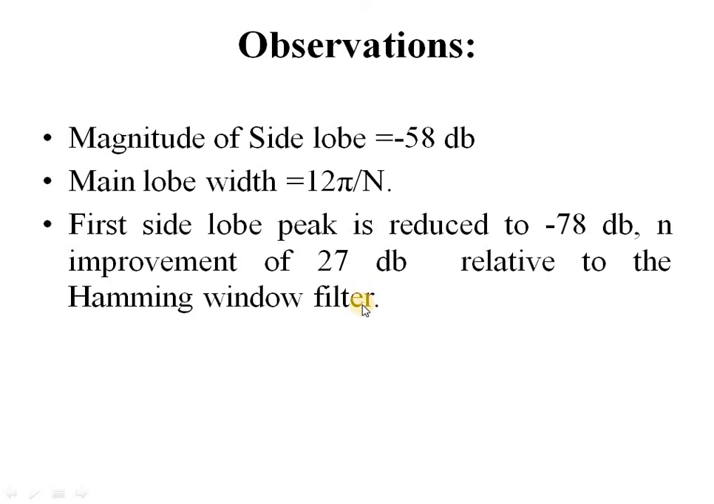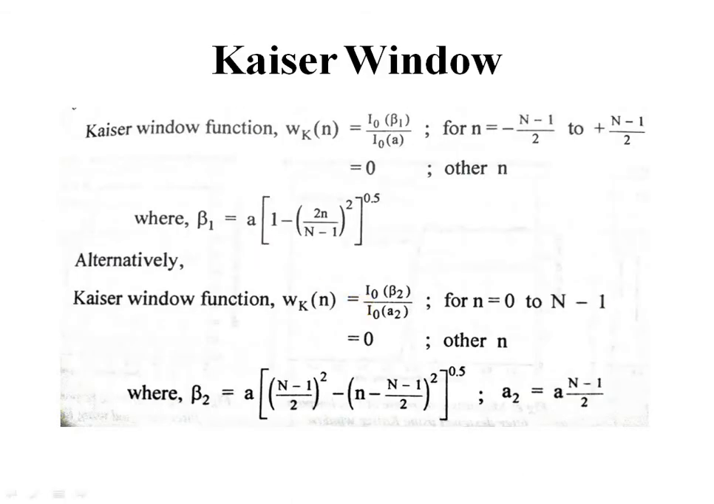And now we discuss this Kaiser window. Generally, the design of a windowing function is basically a mathematical problem of finding a time limited function whose Fourier transform best approximates a band limited function. The approximation should be such that the maximum energy is confined to the main lobe for a given peak side lobe amplitude.